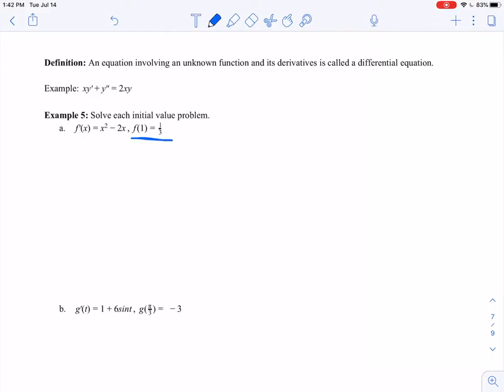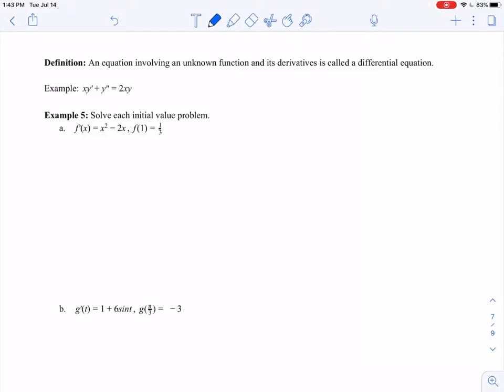What this is actually giving me is a point that's on the graph of f of x. So if I were to graph this function, it's going to pass through 1, 1/3. I don't really know what the rest of my function looks like, but it's going to go through this point right here. And as soon as we have one single point on our graph, that's going to determine which specific antiderivative we're talking about.